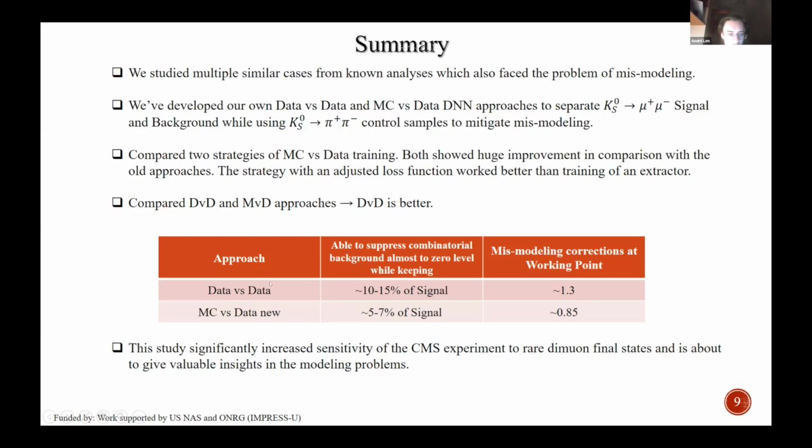As you can see from this table, the data versus data model is able to suppress combinatorial background almost to 0 level while keeping approximately 10 to 15% of signal, while the corresponding Monte Carlo versus data metrics is 2 times lower. And by mismodeling corrections, data versus data is also more powerful.